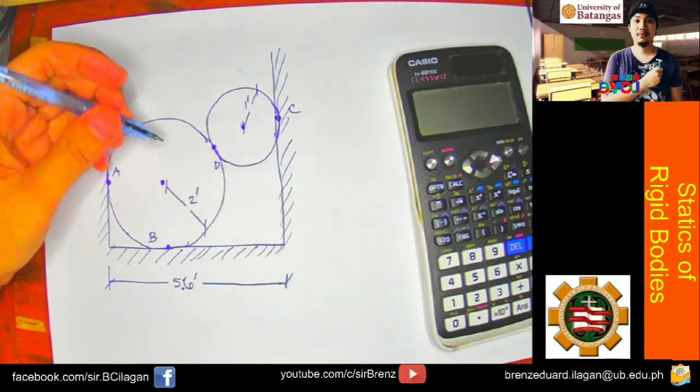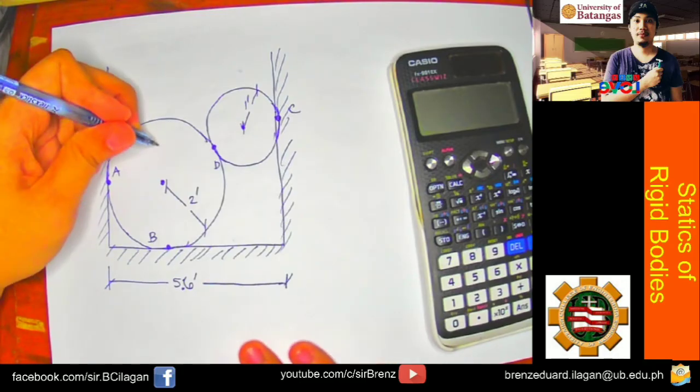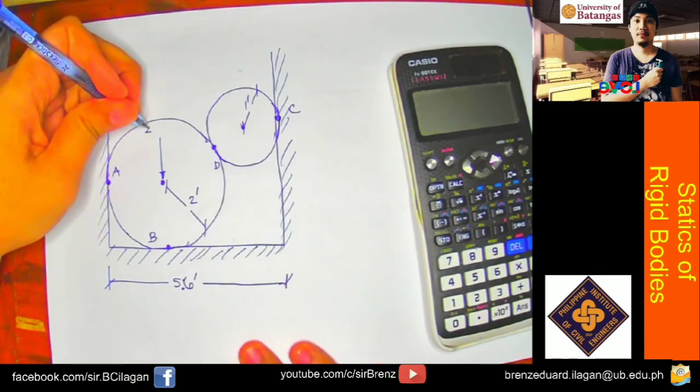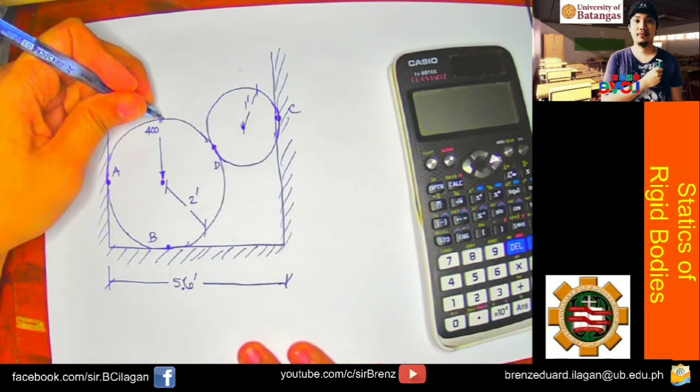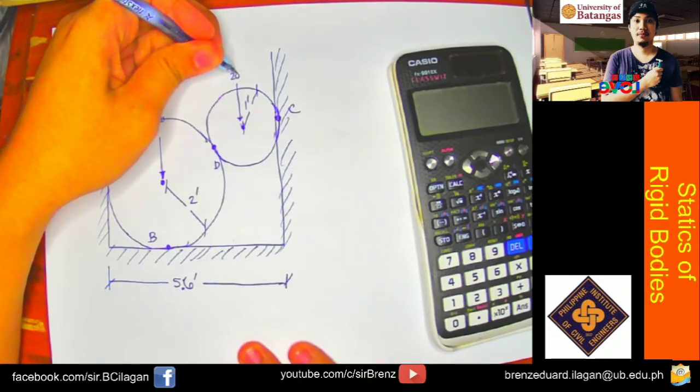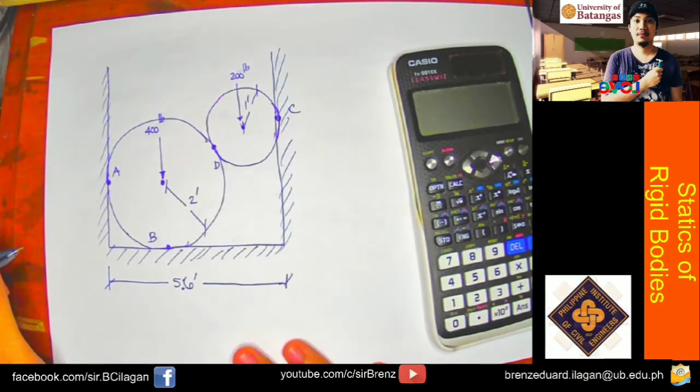Okay, so we all know that the weight is always acting at the center of gravity of your object. So this is 400 pounds, and this one is weighing 200 pounds.